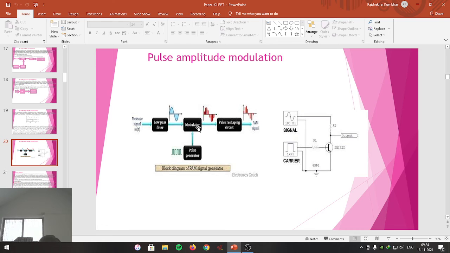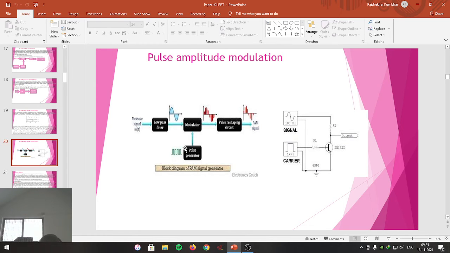It is given to the modulator, but simultaneously the pulse generator output is also given to the modulator, meaning the signal to be amplified and the pulse train are given to the same circuitry. Depending upon the pulse width, it will turn on the modulating circuitry. And within its turn-on period, whatever input signal is passed is amplified and made available at the output.